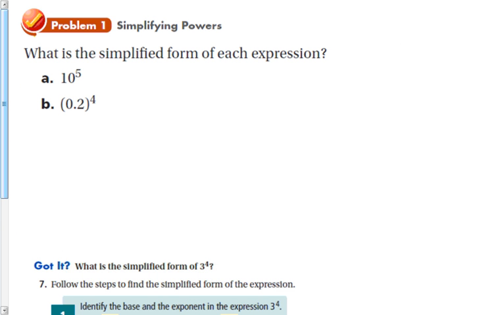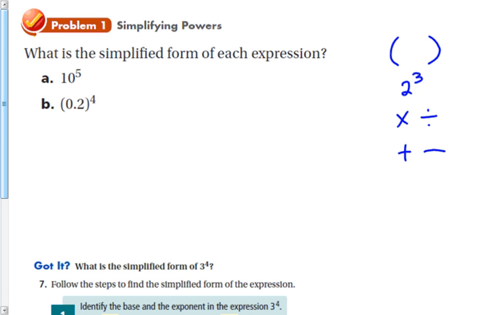So the idea here is learning how to simplify powers. We have to take the order of operations into consideration, and the order of operations looks like this. I'll just use some symbols: parentheses, and then powers, and then multiplication and division, and then addition and subtraction. So keep that in mind as we go through this lesson.